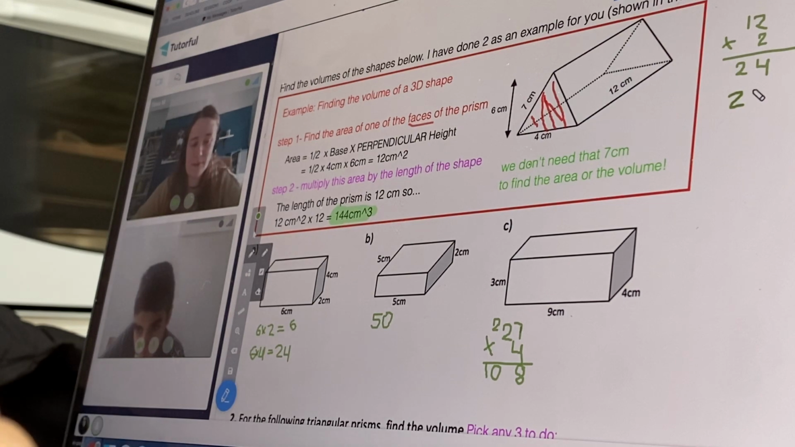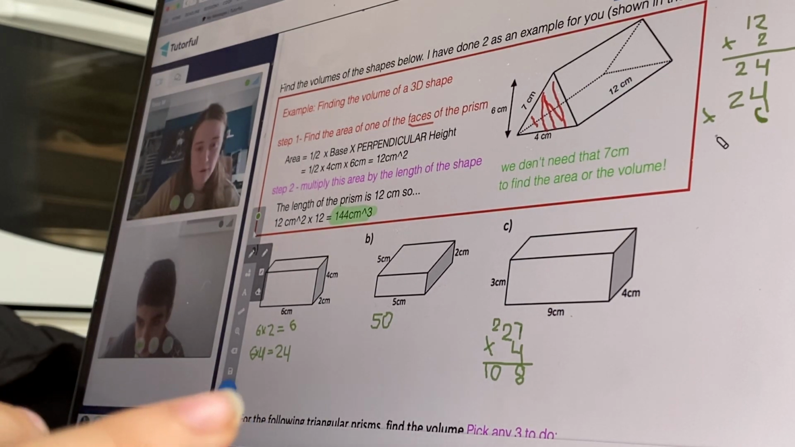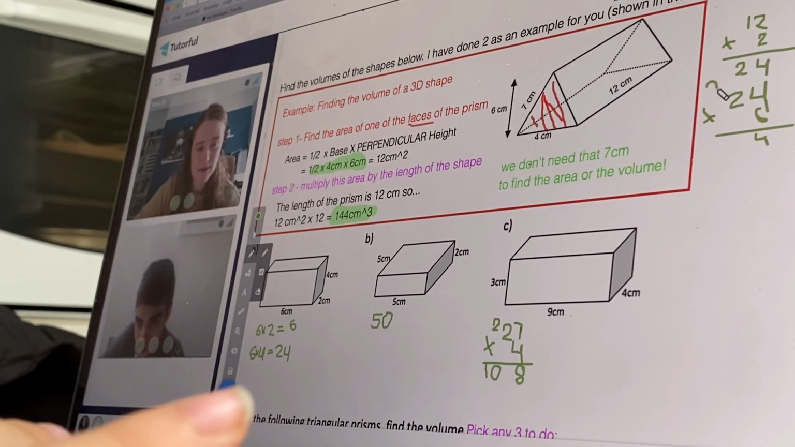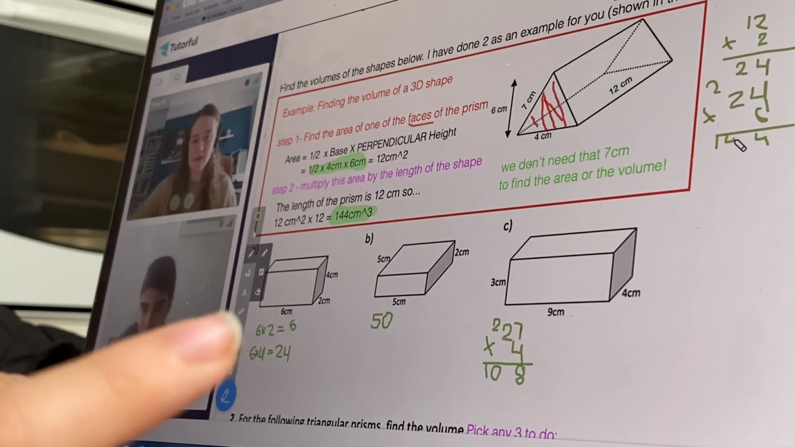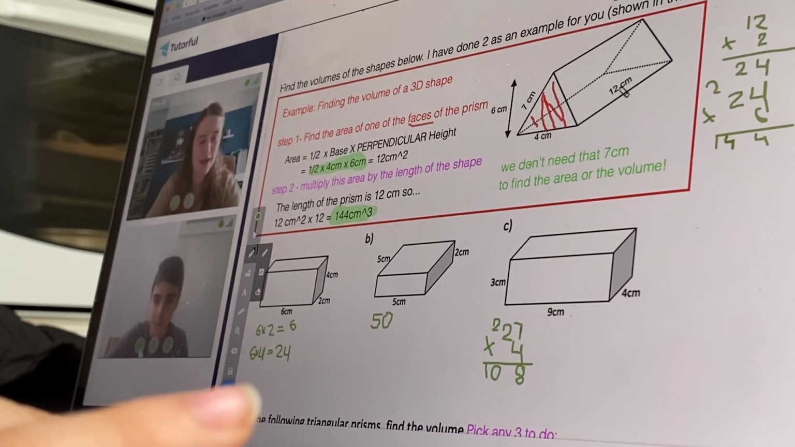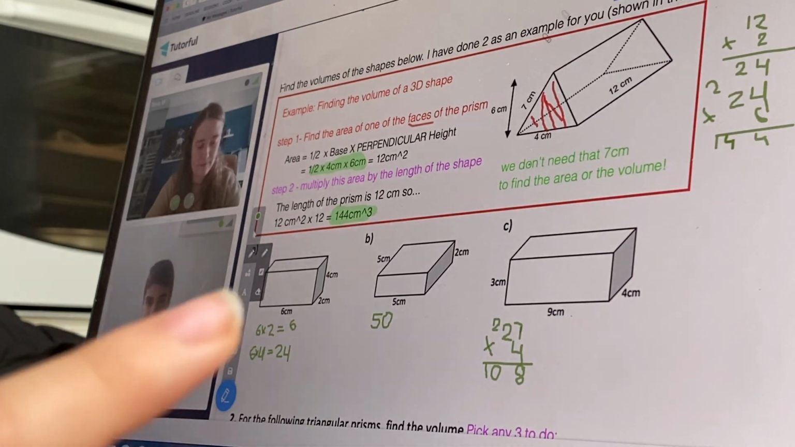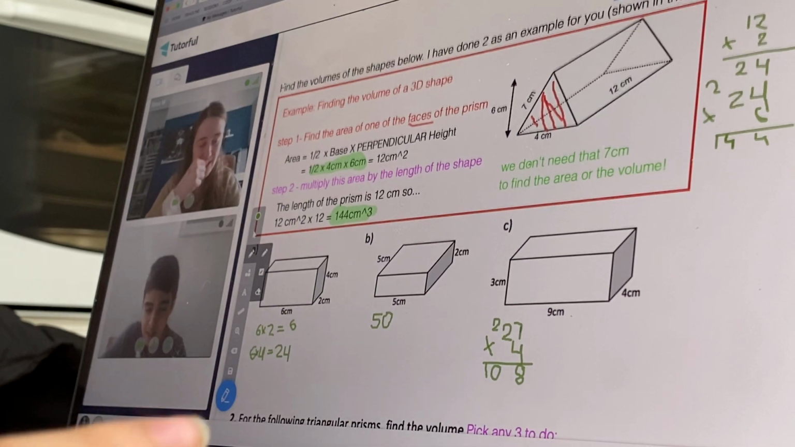Let me see. I did 6 times 4, and I halved that because I just found the area of the triangle. Oh, I got it right too. Yeah, you see? I got 144. 12 times 2 is 24, and then multiply 24 by 6, and it's 144 cubed, yeah. Does that make sense?